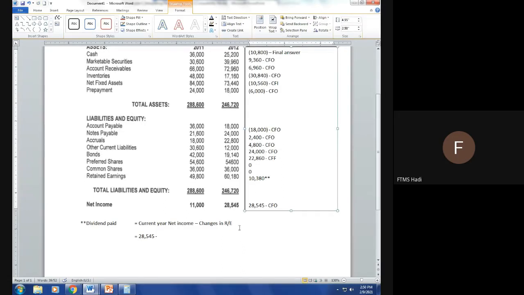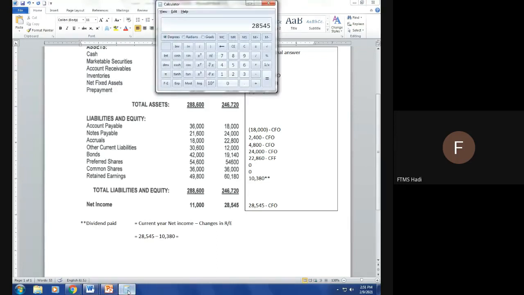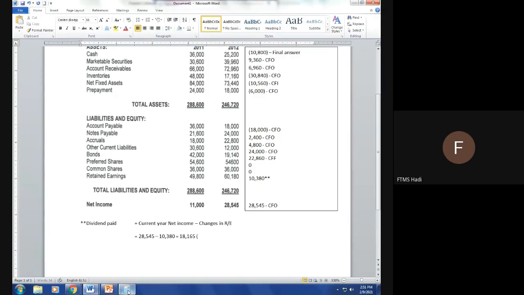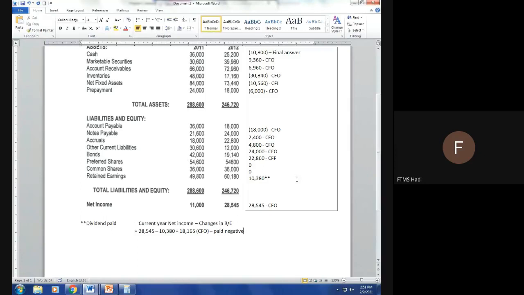So this one, 28545 minus 100, 0. So you will get the answer of 18165. This one is negative. Why am I saying negative? Because it's paid. Paid means negative, money out. So that is how to calculate this dividend paid, because dividend paid you will put in the cash flow.